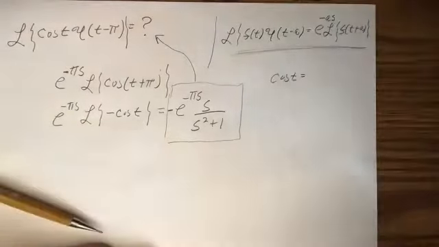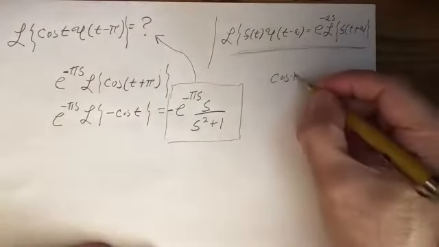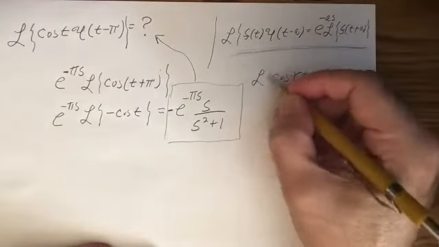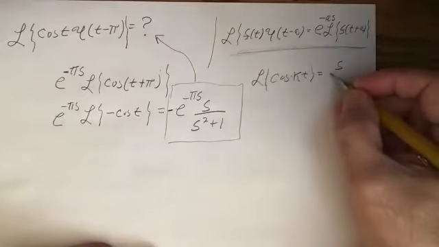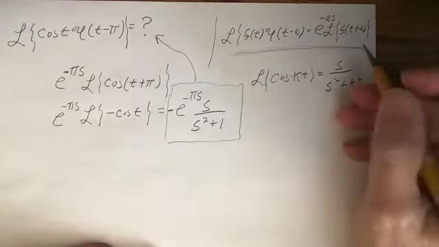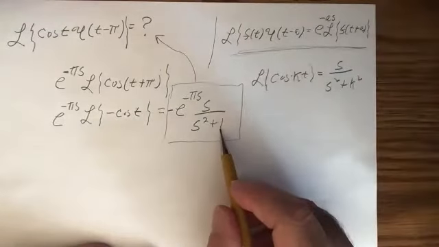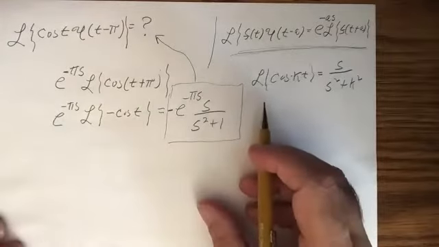Well, cosine of kt. The Laplace transform of cosine of kt is equal to s over s squared plus k squared. So here k is equal to 1. Okay. Any questions?